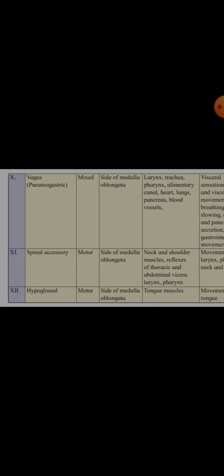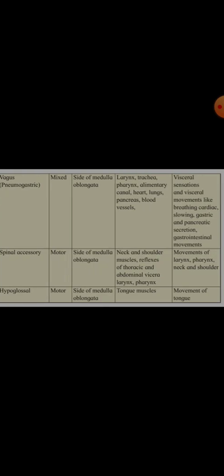Okay, the last one, the 12th one, is the hypoglossal. It is a mixed motor type, and it arises from the side of the medulla oblongata, and it innervates the tongue muscles, and therefore it is involved in the movement of the muscles. So these are the 12 cranial nerves.